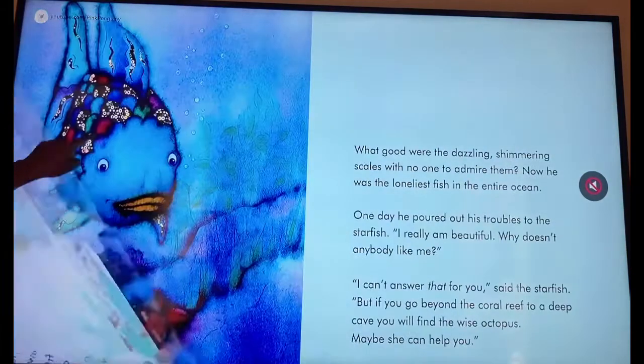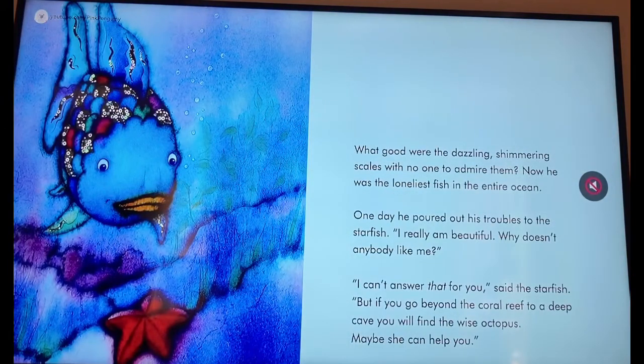Wow. What good were dazzling, shimmering scales with no one to admire them? Now he was the loneliest fish in the entire ocean. One day he poured out his troubles to the starfish. "I really am beautiful. Why doesn't anybody like me?" "I can't answer that for you," said the starfish, "but if you go beyond the coral reef to a deep cave, you will find the wise octopus. Maybe she can help you."